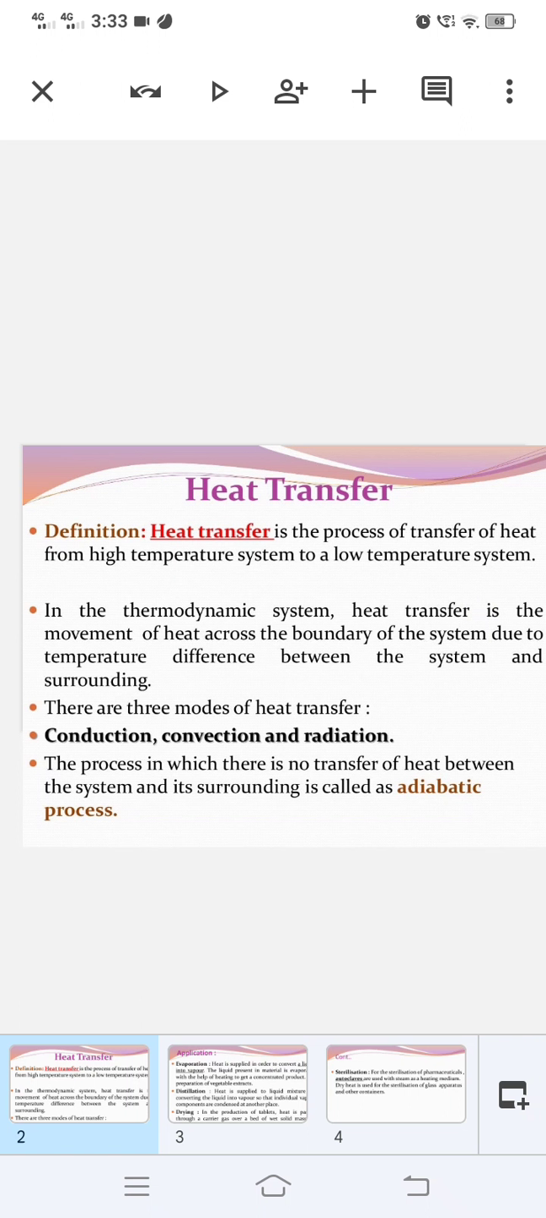Now, the last part of the slide shows us that there is a process in which no transfer of heat takes place between the system and its surrounding. That process is known as the adiabatic process. After that, we'll study the various applications of heat transfer.